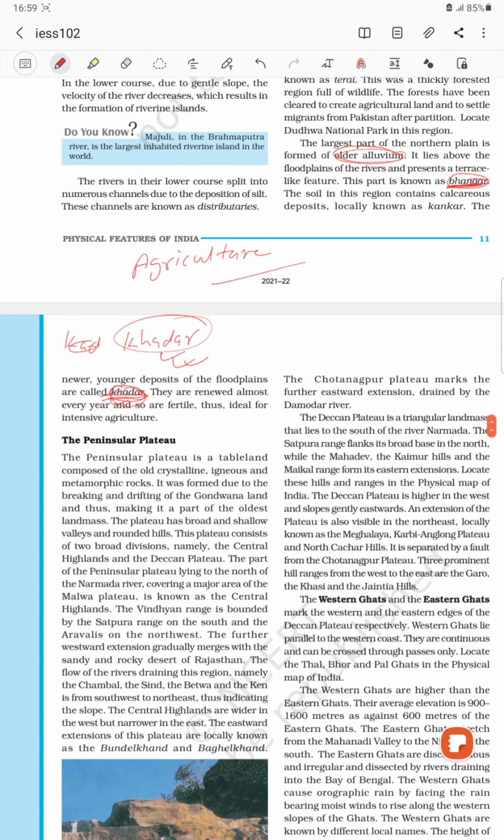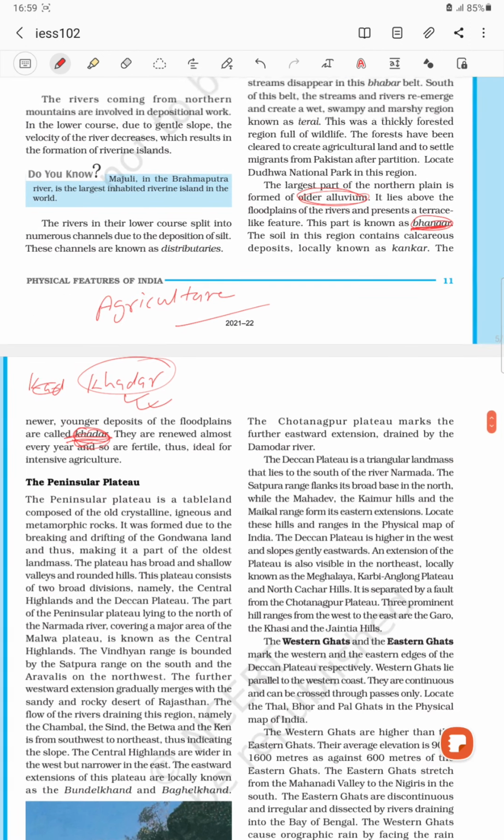Now the rest of the part, the Peninsular Plateau, the Indian desert, we will cover in the next video.